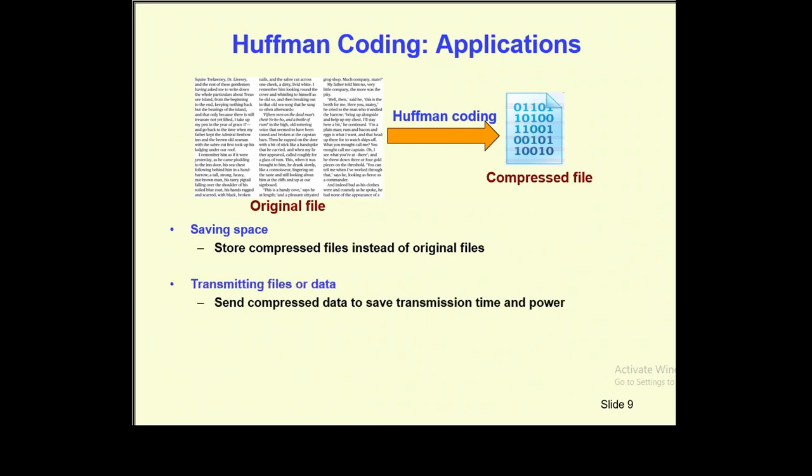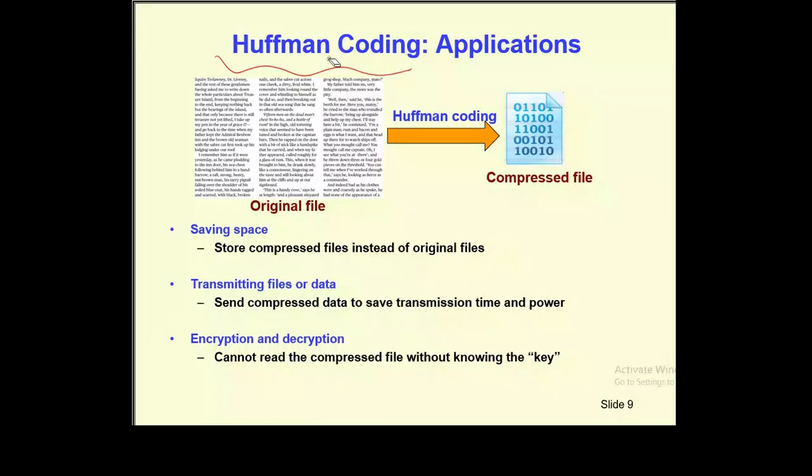Transmitting files or data means sending the compressed data to save transmission time and power. And encryption and decryption: we are encoding this file, so nobody is able to see this file without a particular key. Encryption is done by using a key, and decryption is performed by using another key. In Huffman coding, the key in the decryption process will be the Huffman tree. So these are the three benefits of Huffman coding.